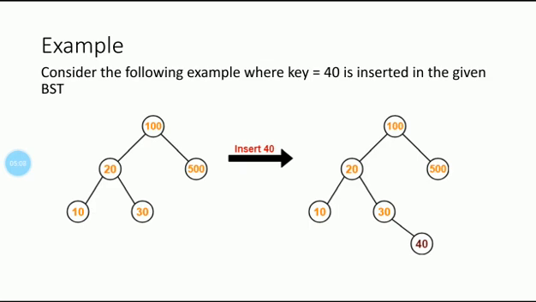So as 40 is less than 100, we will search in the 100's left subtree. And with respect to the 100, the left subtree contains the values 20, 10 and 30. As 40 is greater than 20, we search in the 20's right subtree. And as 40 is greater than 30, we will add 40 to the 30's right subtree. In this way, a new key is inserted into the existing binary search tree.